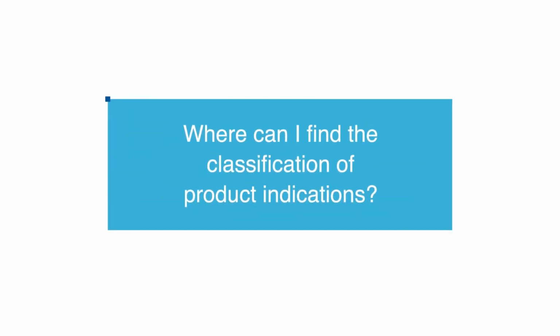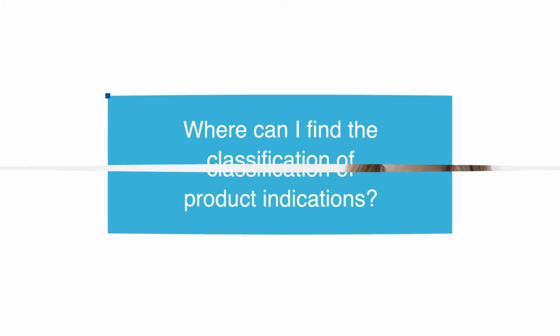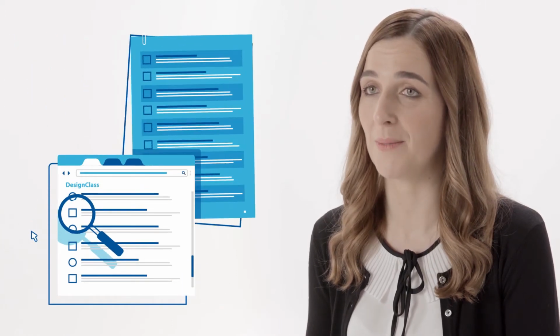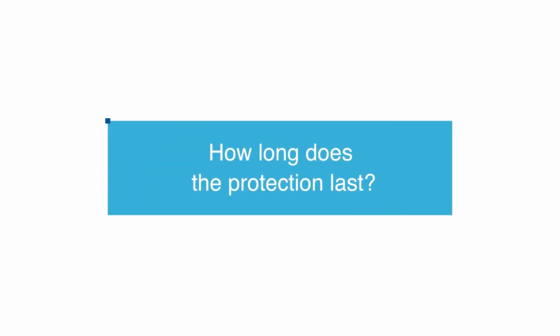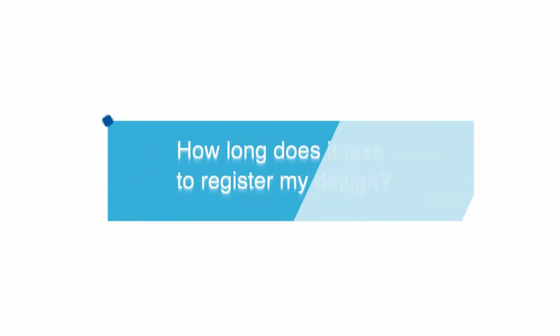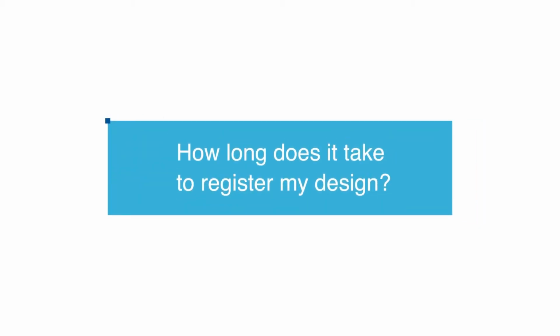Where can I find the classification of product indications? To specify the product indications to which the design refers, you can consult the Locarno classification list on our website or search in the design class database. How long does the protection last? Design registration is for a maximum of 25 years. But when a design is registered, it is protected initially for 5 years. It can then be renewed for further periods of 5 years at a time, up to the maximum of 25 years.